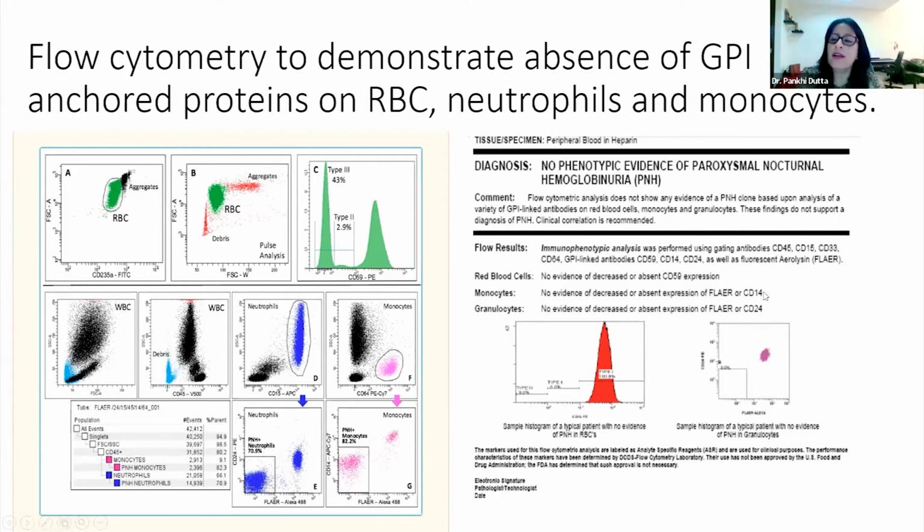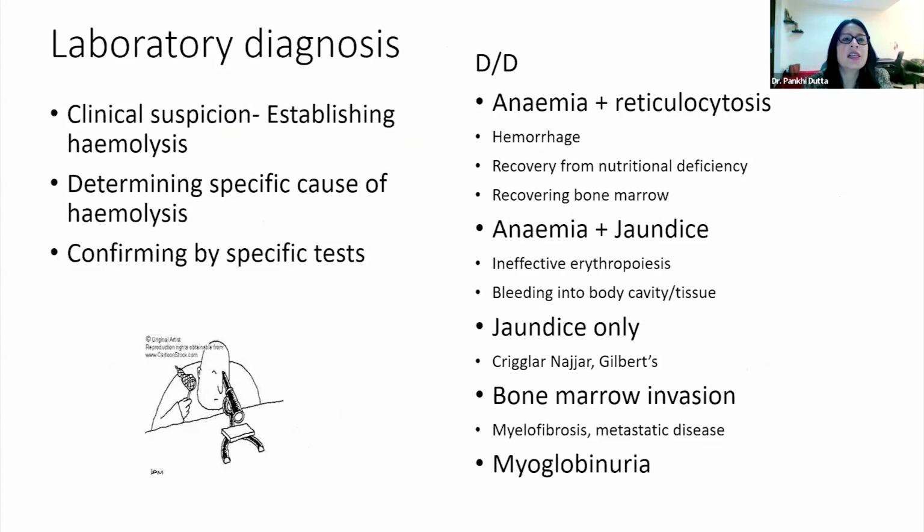In the monocytes, we can show that there is absence of binding of FLAER because GPI is not there. CD14, which is a monocyte-specific antigen, is also a GPI anchored protein. In granulocytes, you can again use FLAER or CD24, which is a GPI anchored protein. Another recent antigen is CD157, and they have all been used in different combinations to make a diagnosis of PNH.